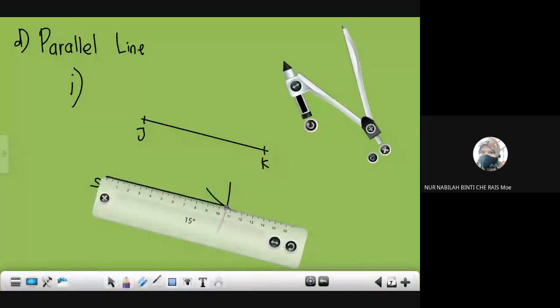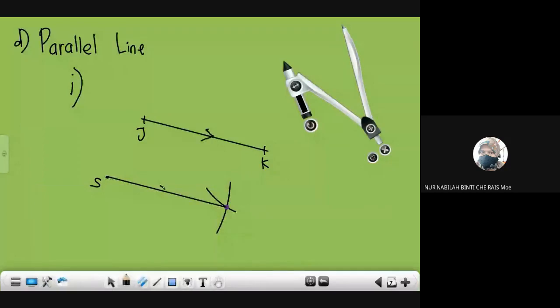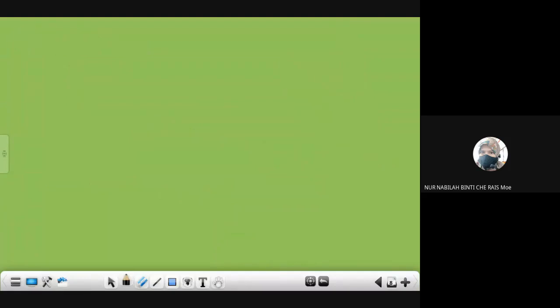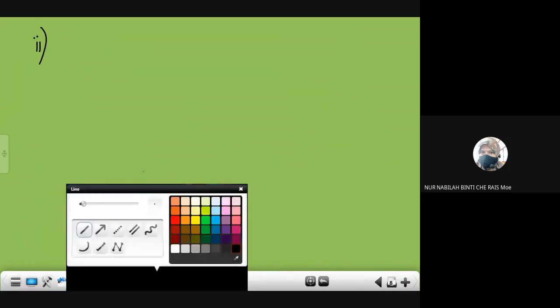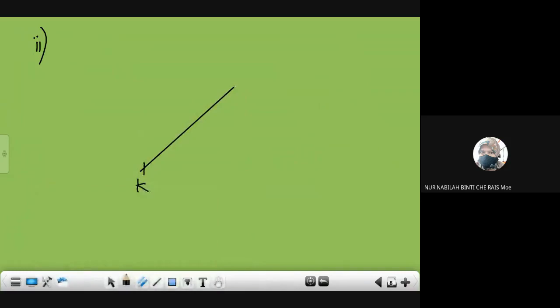Okay, so this is your parallel line. So this is your parallel line from here. JK parallel to S, like that only. So this is your answer. And then question 2. So your line is like this. Okay, so this is your K, and this is your J, and this is your S.